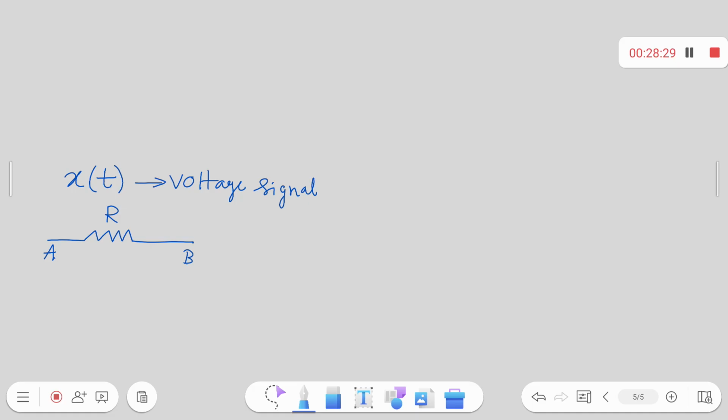Either I square r or v square by r, right? So if x is a voltage signal, then what is the power value? Under this condition, the power is x squared t by r, if x is a voltage signal.